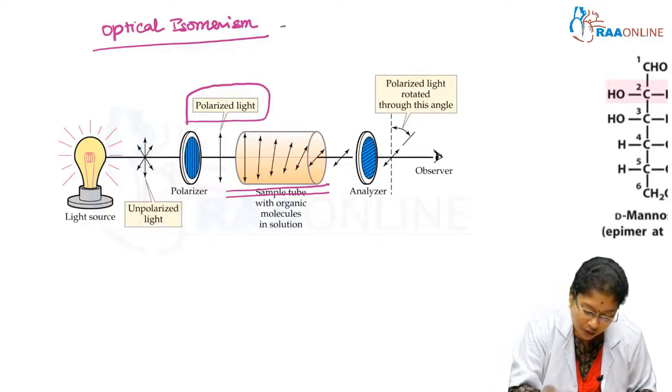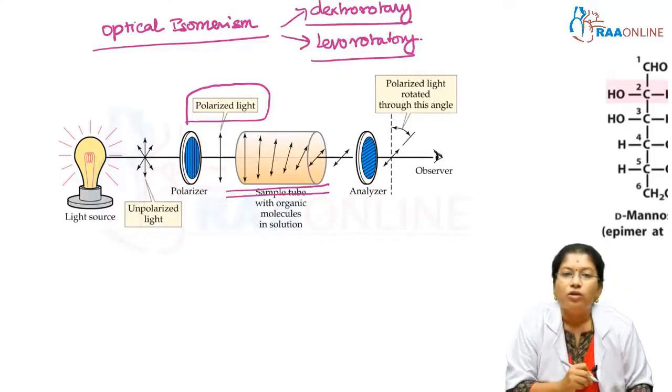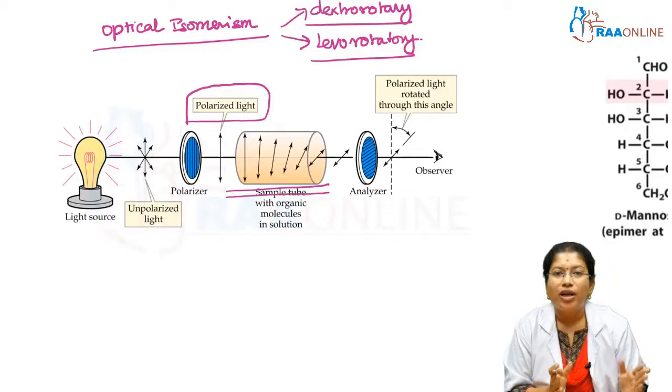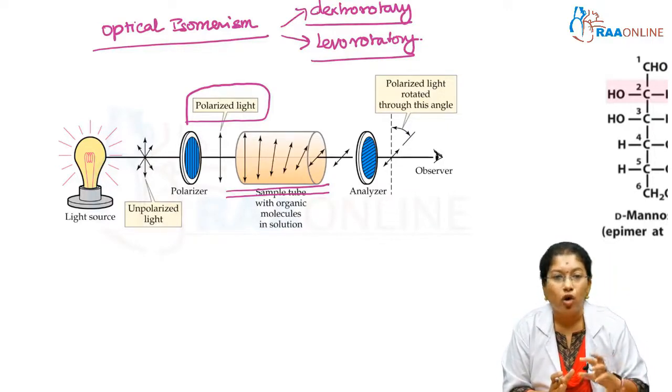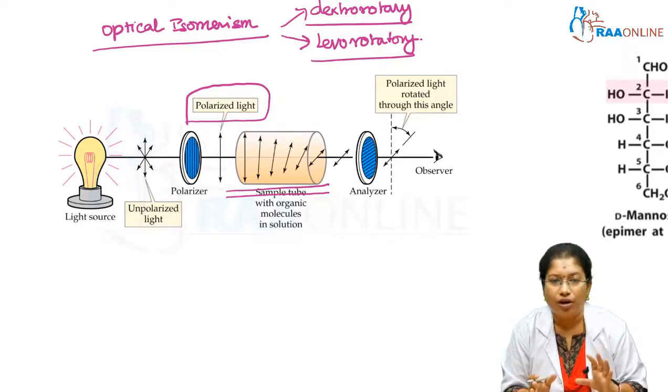So optical isomerism consists of dextrorotatory and levorotatory. When it rotates the plane of the light to the right, it is called dextrorotatory. To the left means it is called levorotatory. So we have seen D and L isomerism as well as optical isomerism. Next we'll move on to epimerism.